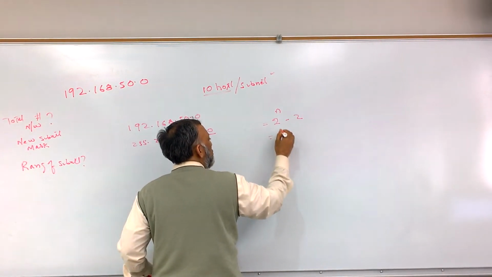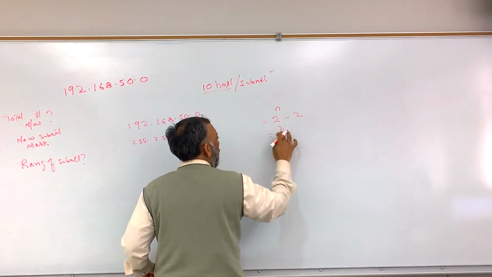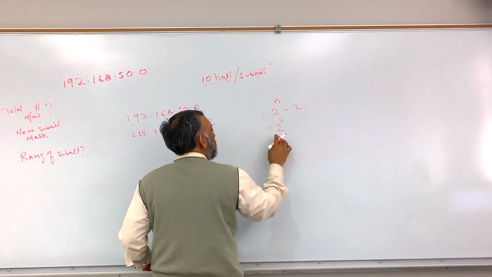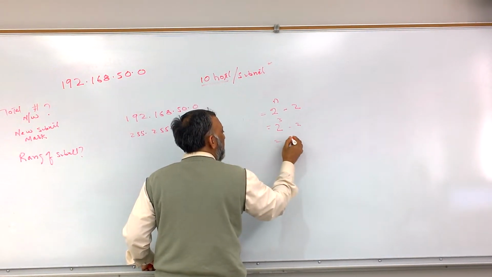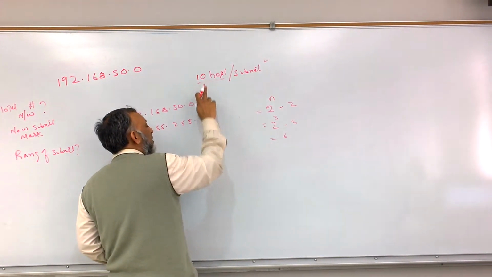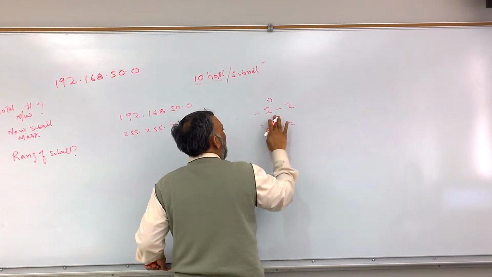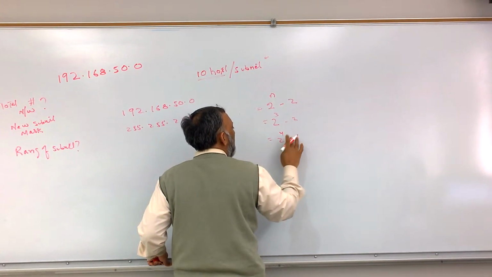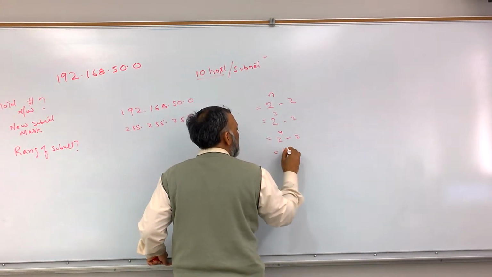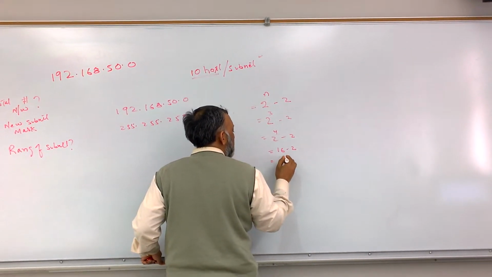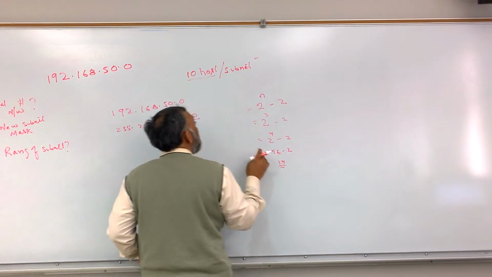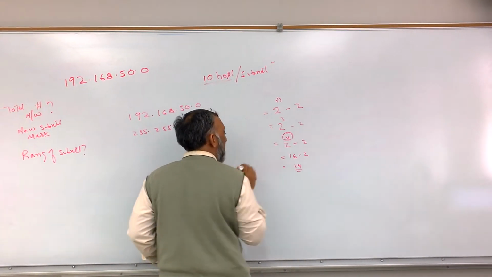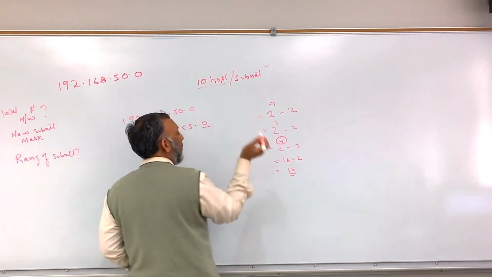If I use 2 to the 2, then it will be 4 minus 2, which is 2. But I need 10. So I will use 3: 2 to the 3 is 8, and 8 minus 2 is 6. He's asking for 10 hosts. If I add 4, then 2 to the 4 minus 2 is 16 minus 2, which is 14. So I need 4 zero bits to get the number of hosts.